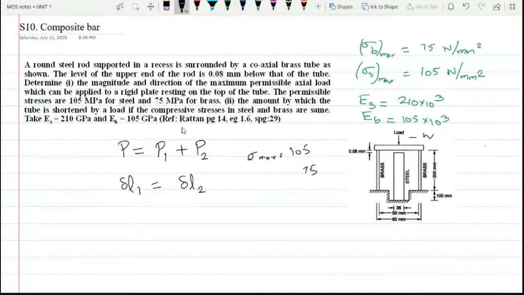So this is taken from Ratan, page number 16, example 1.6. You can verify that also. It is in the book Strength of Materials by Ratan. Okay, right. So let us proceed.